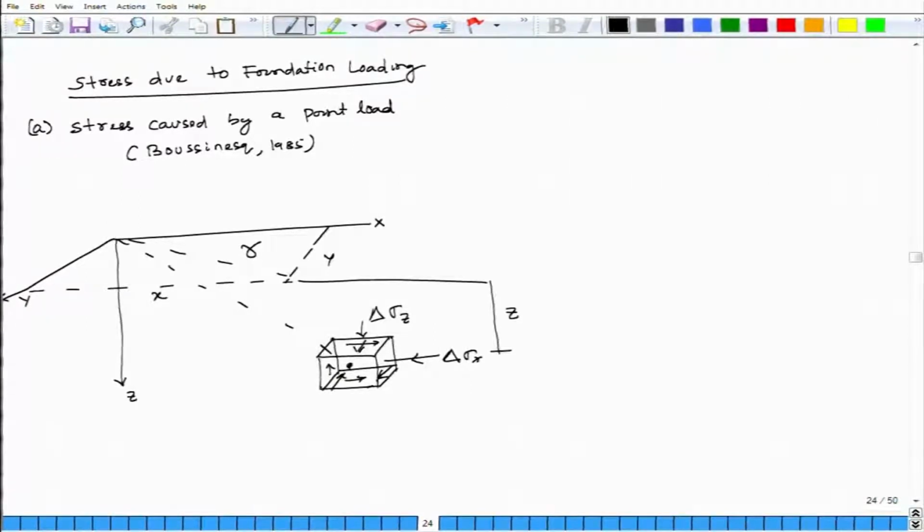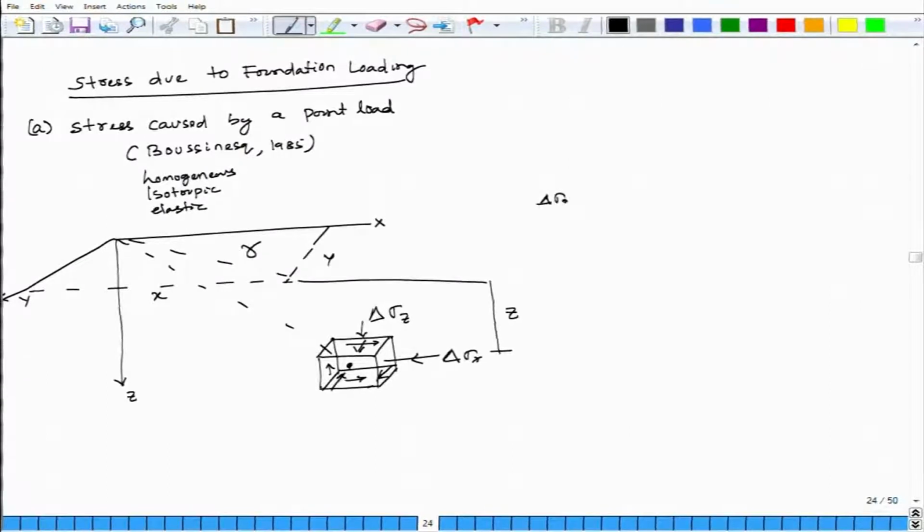So, what are the assumptions Boussinesq has taken? Soil is homogeneous, isotropic, then elastic. Now, they derived the increase in stress, that means lateral stress as well as vertical stress as well as y.